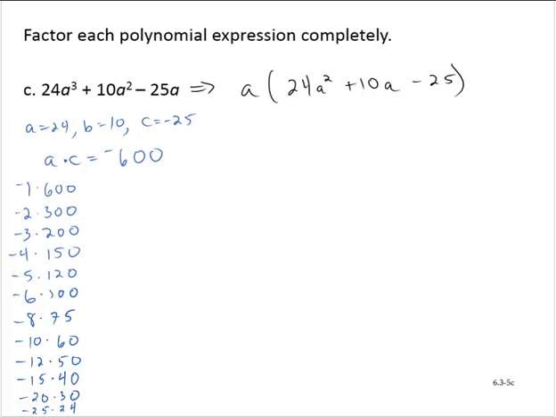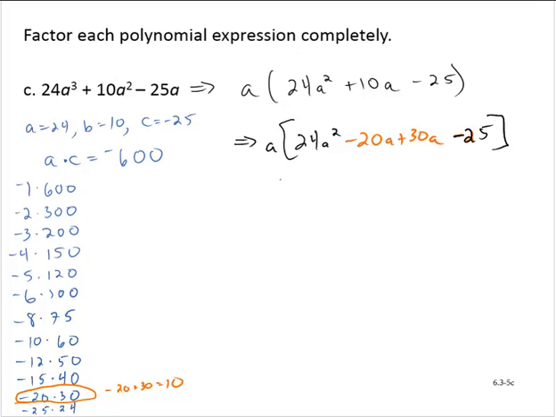Now we have to go through them and find the pair that also adds to 10, and I'm not going to do it for every single one, but I noticed that negative 20 plus 30 is 10. So that's the pair that I need. So then I have 24a squared minus 20a plus 30a minus 25. And now I use grouping.